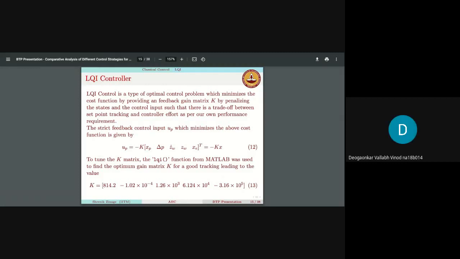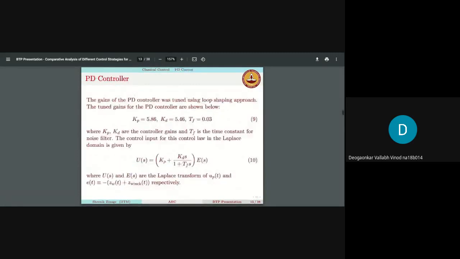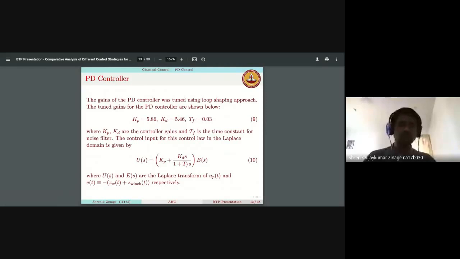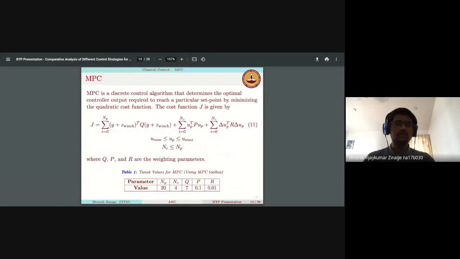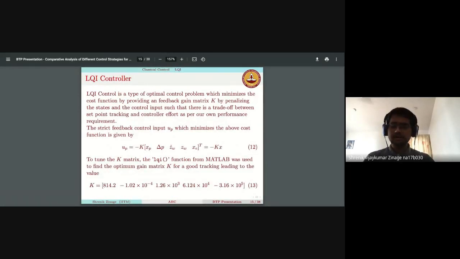I actually lost the connection when he started with the controllers part. Can you give a brief summary of each type? Yeah. So the three controllers that I've discussed till now are the PD controller, which is the general proportional derivative control, followed by model predictive control and linear quadratic integral control.